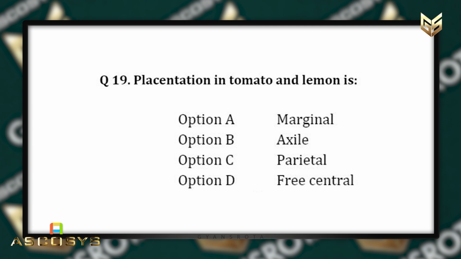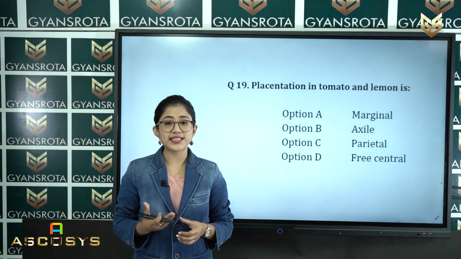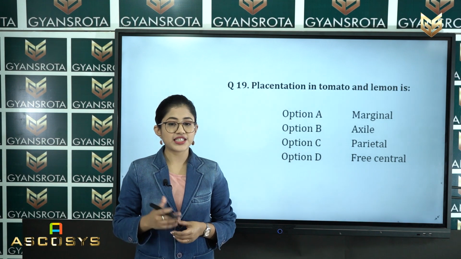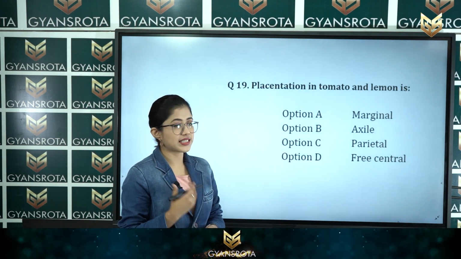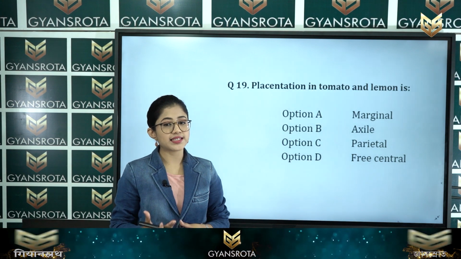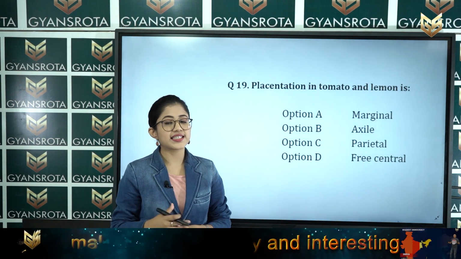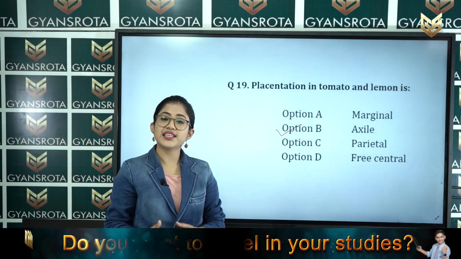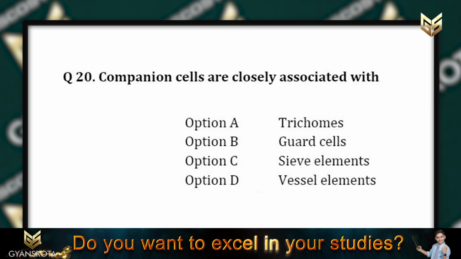In question number 19, you can see placentation in tomato and lemon is option number A, marginal, option number B, axile, option number C, parietal, and option number D, free central. So, what do you mean by placentation? We have discussed placentation in the chapter Morphology of Flowering Plants. So, these two examples, that is tomato and lemon, what is their placentation? Their placentation is axile, which means option number B is the correct answer for this question. Now, let us see the next question, that is question number 20.